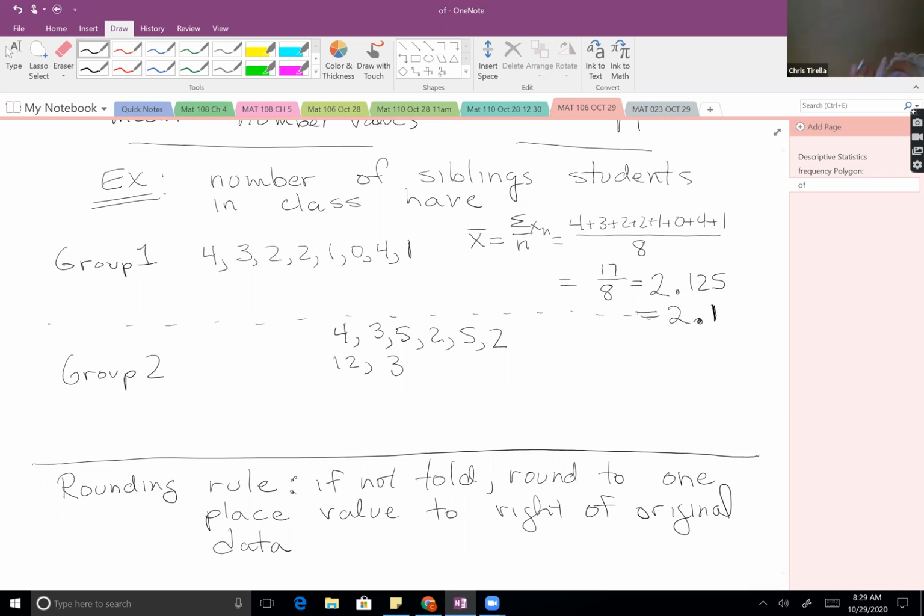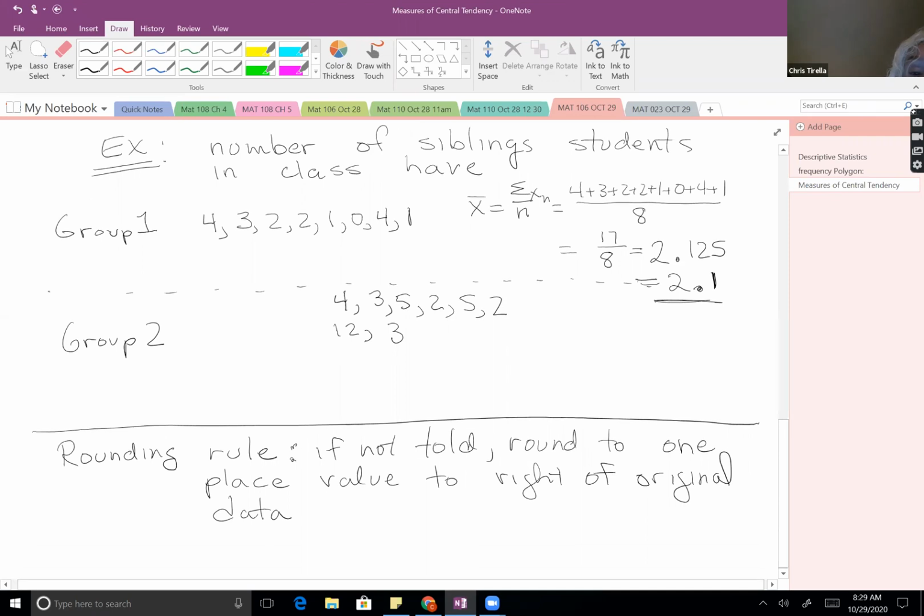Now, the first question I want to ask is, does anybody have 2.1 siblings? I don't think anybody in the class referred to any of their siblings as being a fraction of a person. I guess that would be kind of mean, although everybody's got one of those siblings, right? No, I didn't say that. But notice that the mean does not have to be one of your data values. And again, we're only going to round one decimal place past the original data.